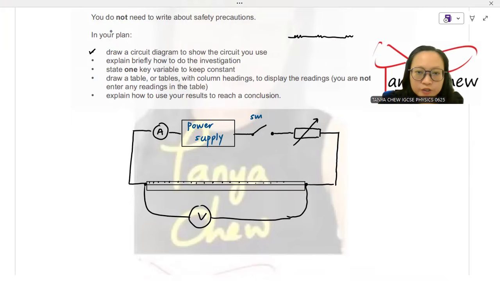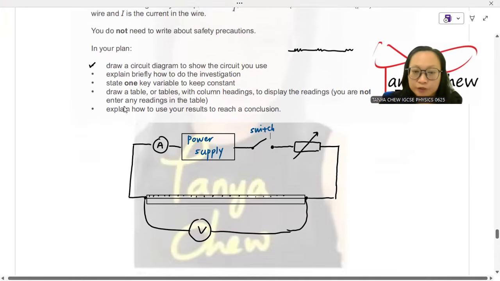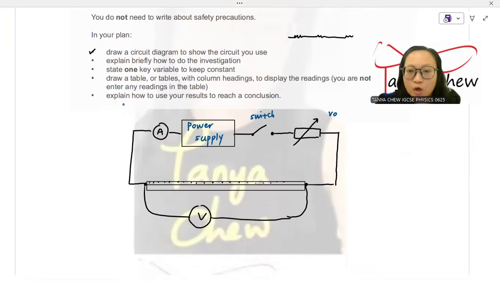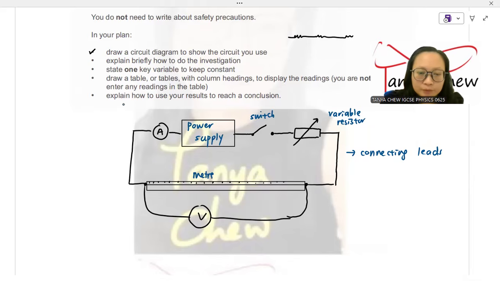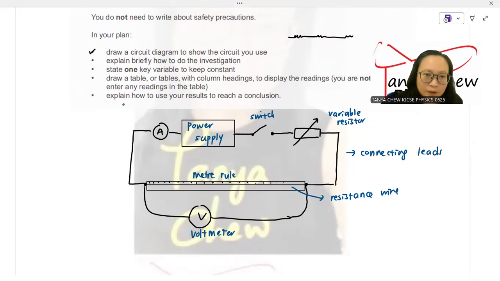Okay, this is a switch, because I can use any apparatus that is available in the school laboratory. Remember, this is called a variable resistor. These are called connecting leads. This is called my meter rule, and this is called resistance wire, or just wire. And this is called a voltmeter, and this is called an ammeter.